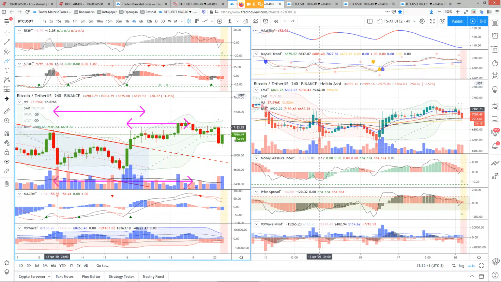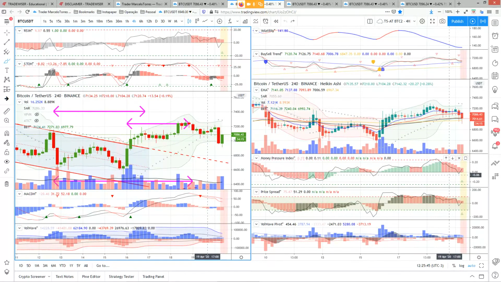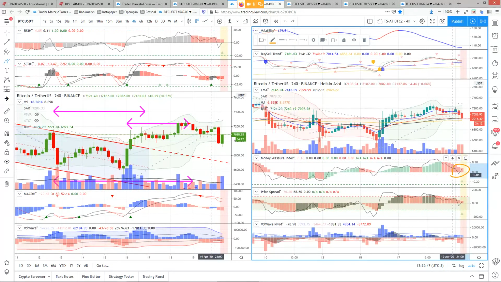Pretty much that's it. It's trying to move to change the direction of the money pressure, as you guys can see right here, and the spread price as well. If that happens, it might be a consequence of the 1-hour chart going up and pushing the 4-hour chart with him. Okay, that's it for the 4-hour.